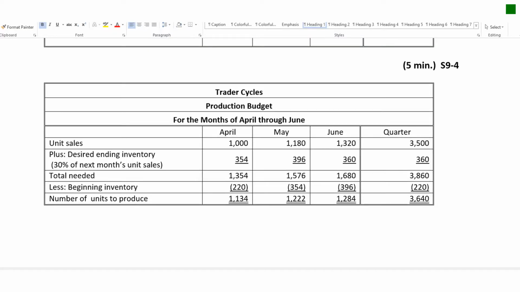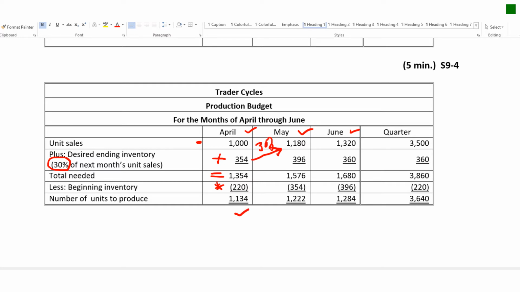So again, you'll notice this is in a horizontal format. Here's April, May, and June. They gave you this top row of unit sales. Here's their desired inventory number, which is 30% of the next month's sales. So for example, if you are in the month of April, you would take 30% of May's. That's going to give you 354. You add that to 1,000. That gives you 1,354. The beginning inventory, they gave this one to you.